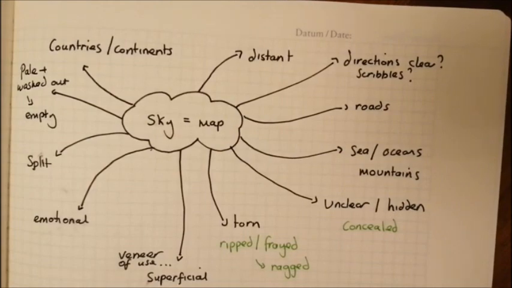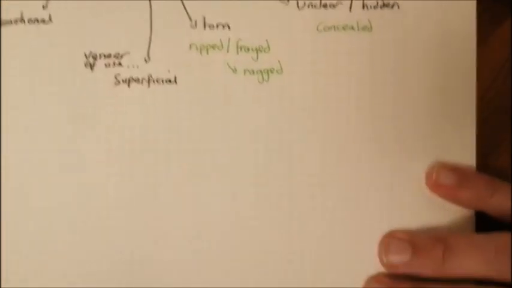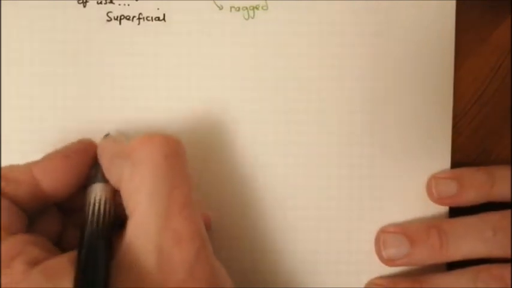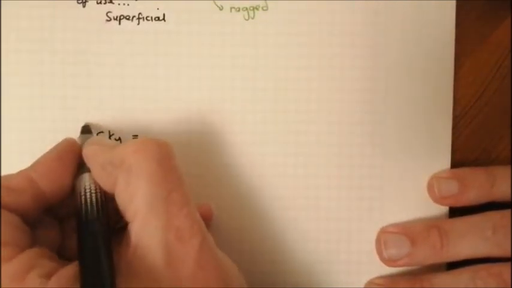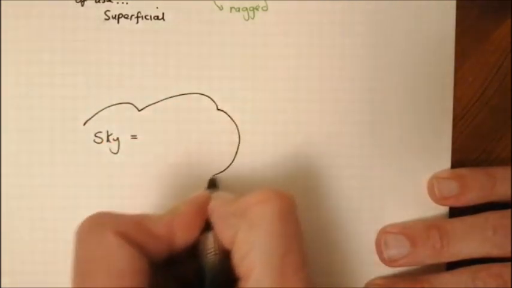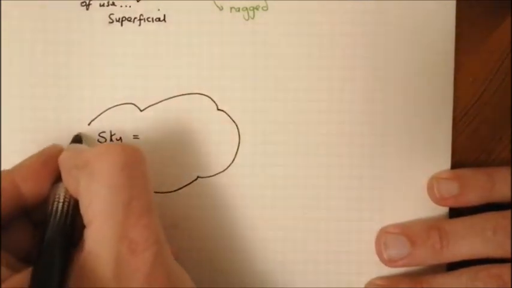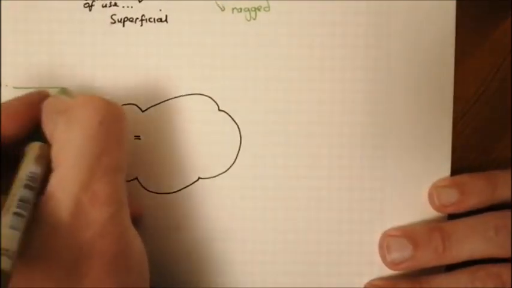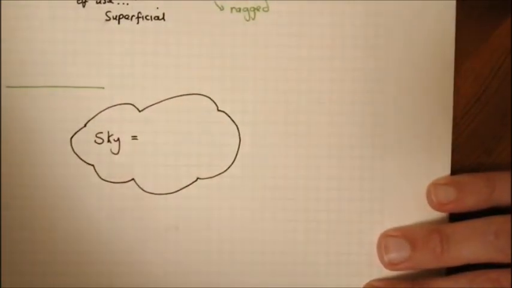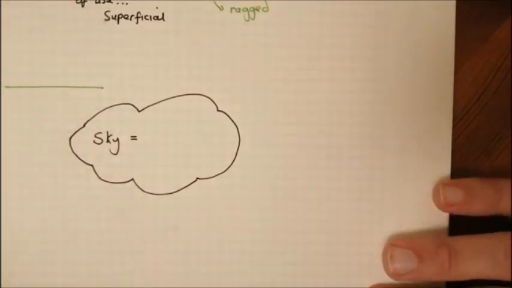So, this is what I've got from it. What I want you to do now is come up with as many things as you can to describe your sky and link it to your metaphor. So, I want you to come up with 8 separate ideas.